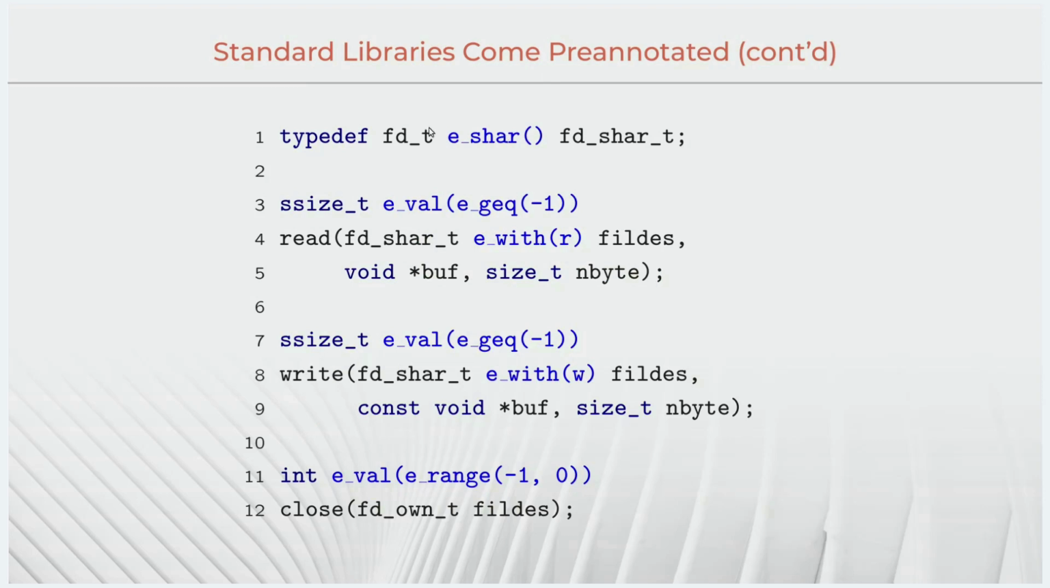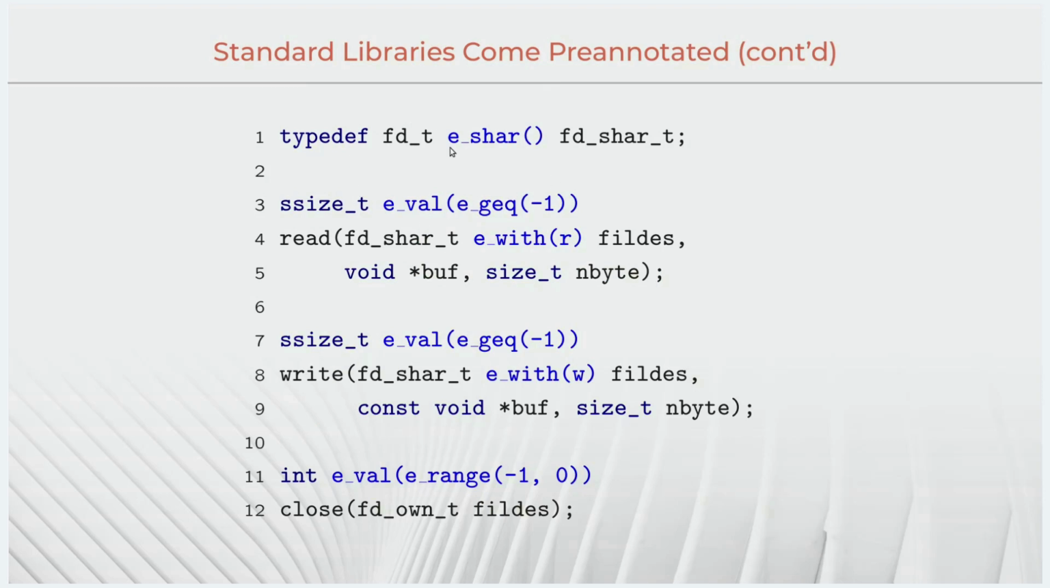First of all, we have a shareable reference to a file description, and this is fd_t. The read function takes an fd_t, but it requires not just any file descriptor, but a file descriptor with the read property, for otherwise we cannot read from it. And similarly, the write function requires a file descriptor with the write property. And the close function will take ownership of the file descriptor that is passed as an argument. So this reflects the fact that close will take care of disposing the file descriptor.